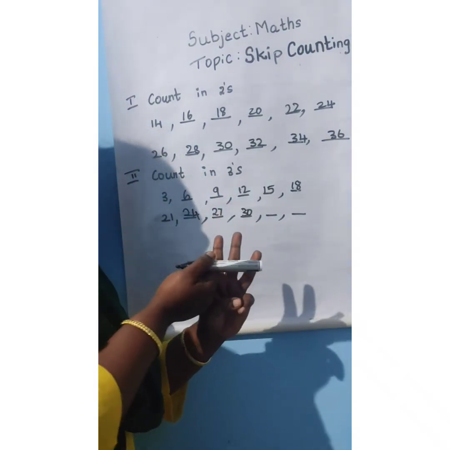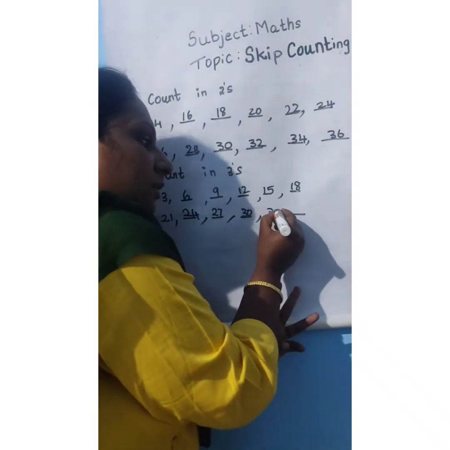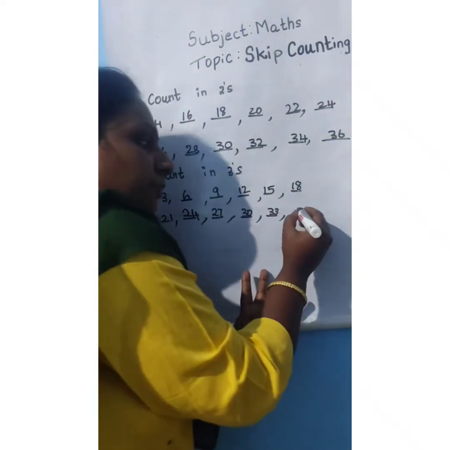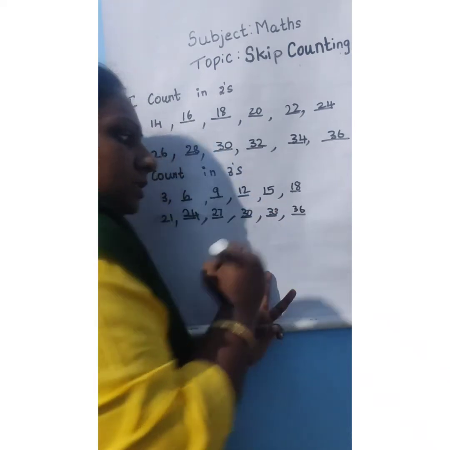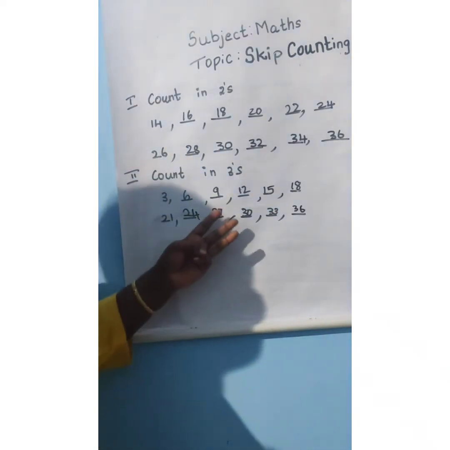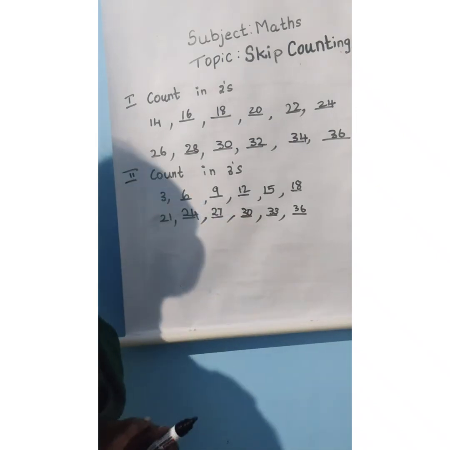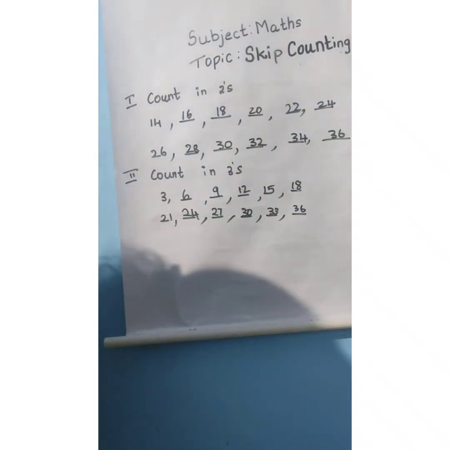31, 32, 33. Write here 33. 34, 35, 36. 36. Okay. Same way you have to do. Now we'll see skip counting of 5s and 10s.